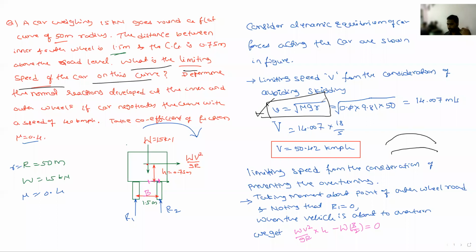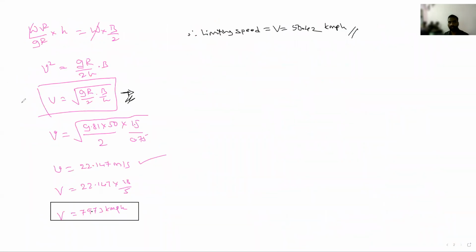Second, to avoid the overturning, you have the formula V is equal to under root of g r by 2 d by h. If you go with this velocity, there is no overturning. What did they ask? They asked the limiting speed. Limiting speed means there should not be skidding and there should not be overturning. So which one will you provide? We have to provide the minimum one.